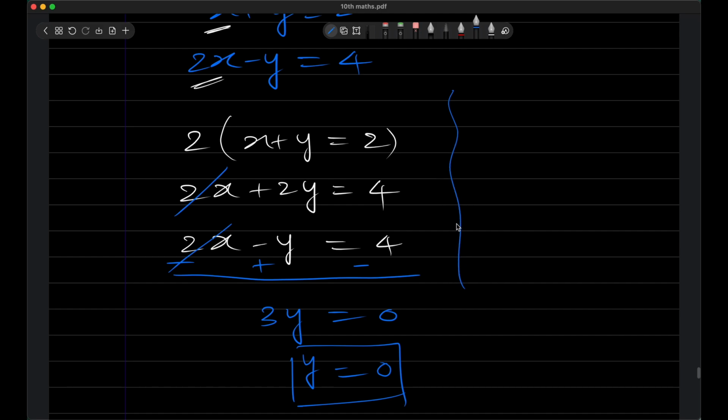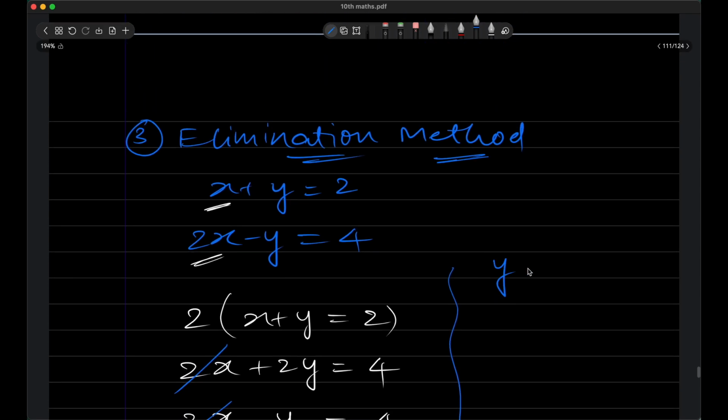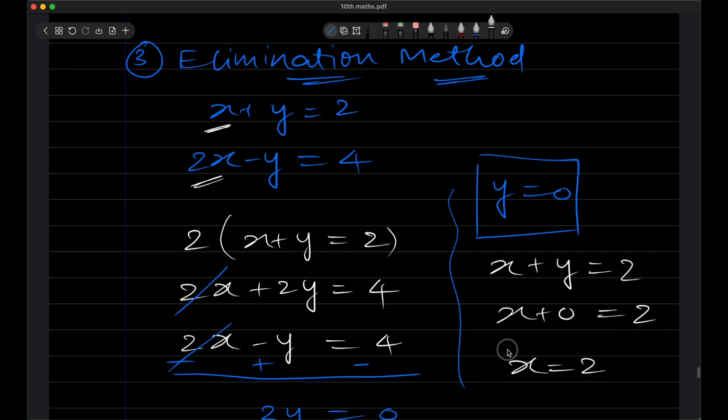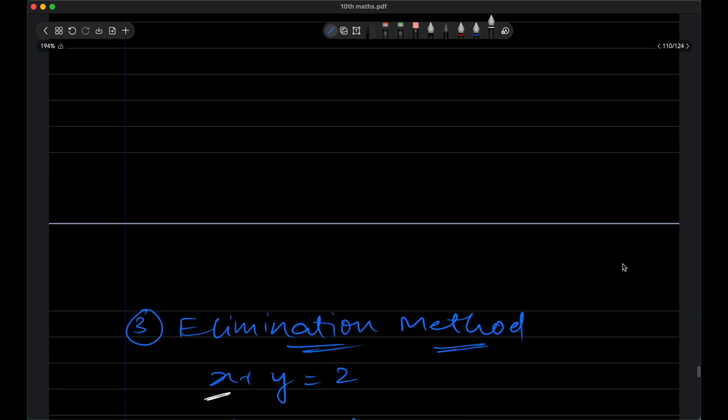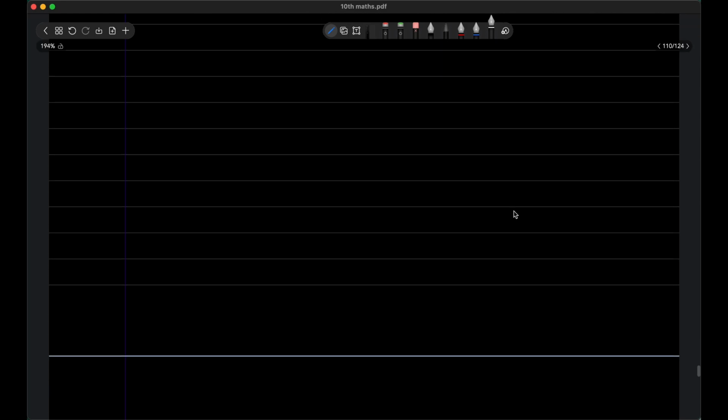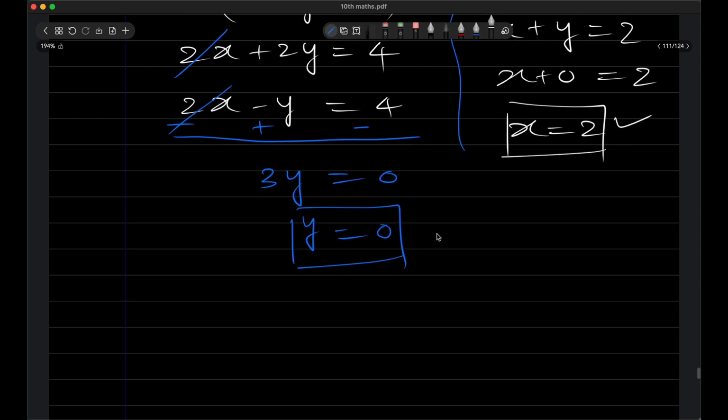Now put the value of y in any one of the equations to get the solution of x. We got the values of x and y, that is 2 and 0, which is the same in all three cases. x equals 2, y equals 0.